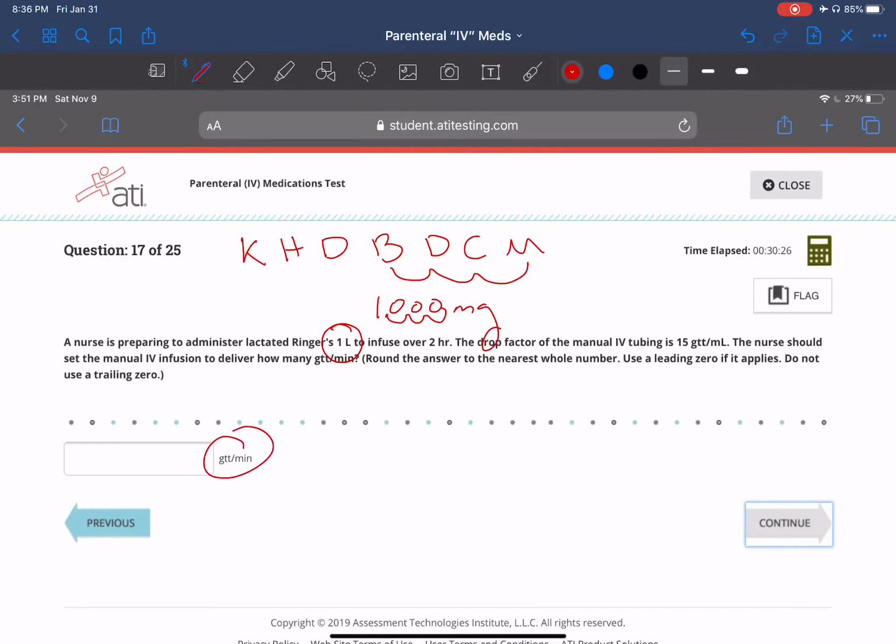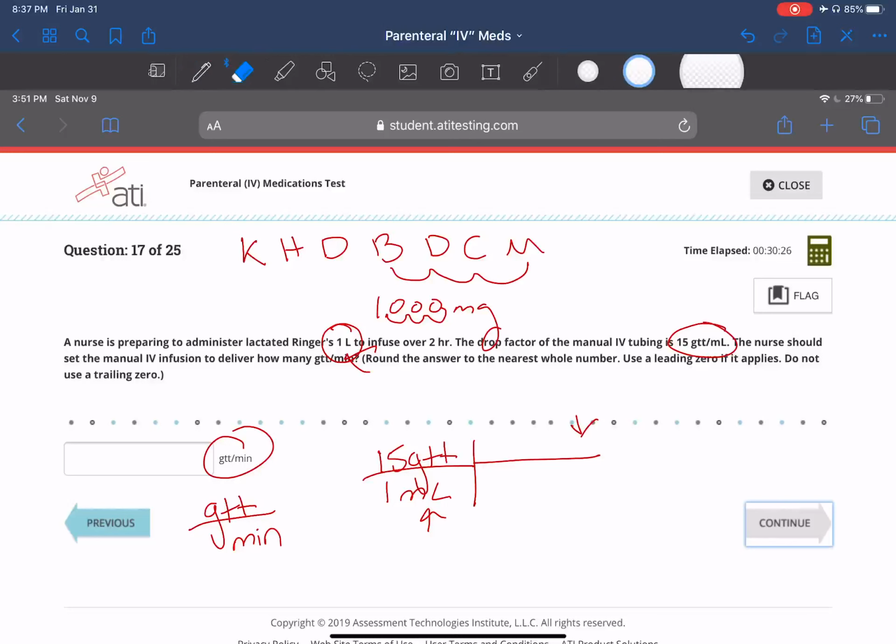So it's asking for GTT over minute. So let's find our GTT in the problem, which is right here. 15 GTT per 1 ml. We have an ml down here, so we need an ml up here. And that's what we just converted, was our 1 liter to 1,000. Oh, I'm sorry, I put milligrams. That's milliliters. That looks like a C. I'm tired. Okay, so then we have 1,000 ml.